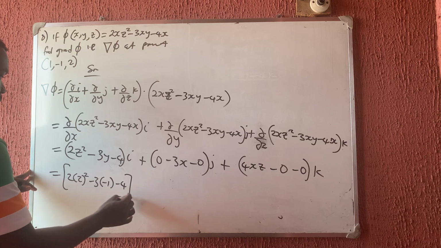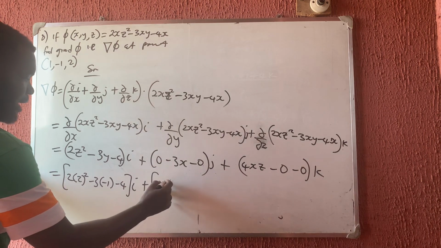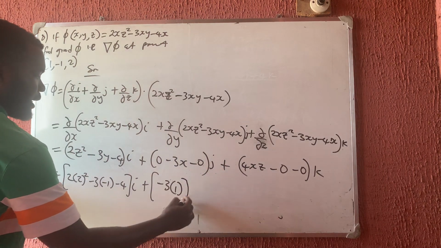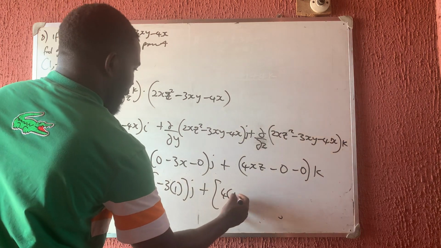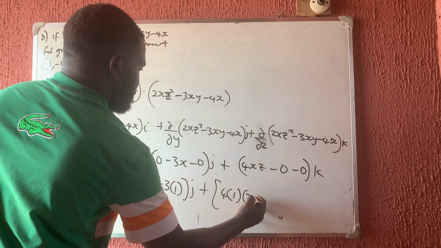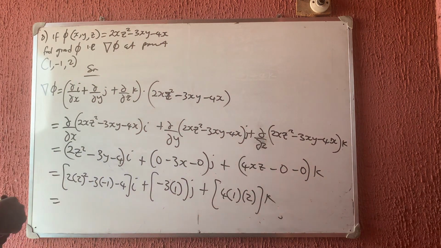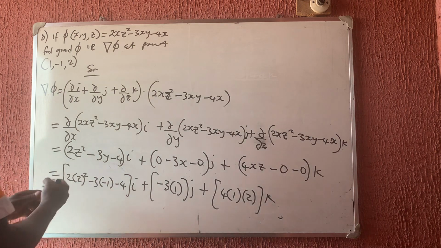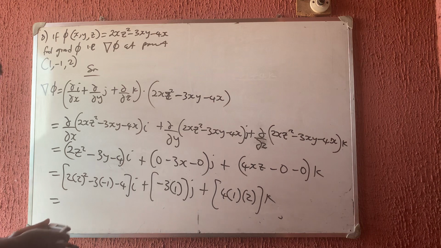Then minus 4. I put my i plus 0 and everything 0. So I have minus 3 into x, the only thing they gave me there. I have my j plus 4 into 1 into 2. Okay, I have my k. So finally I'm left with 4 times 2, 8. So I have 8 plus 3 minus 4. So that's what I have there.